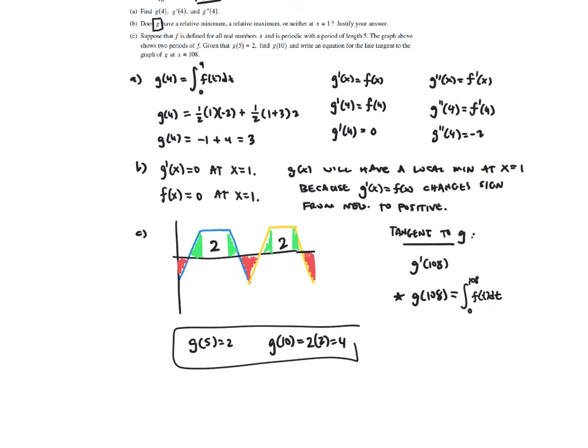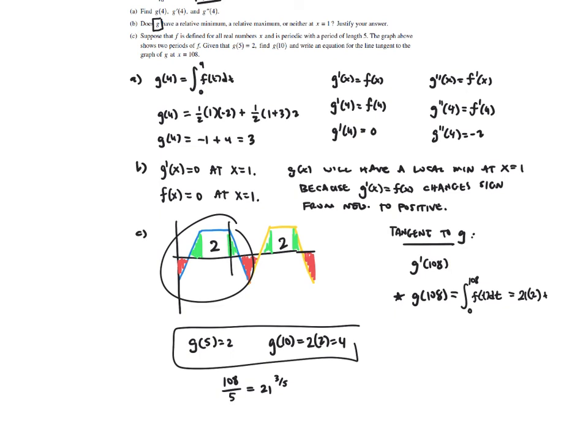Well, 5 goes into 108 it looks like 21 times with a remainder of 3/5. So there'd be 21 of these. That'd be 21 2's, plus 3/5 of one of those intervals, 3/5 of one of those periods.